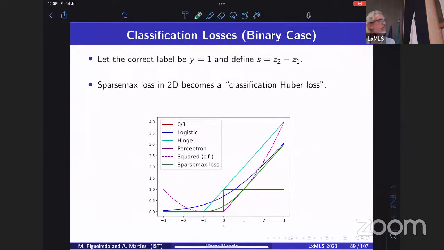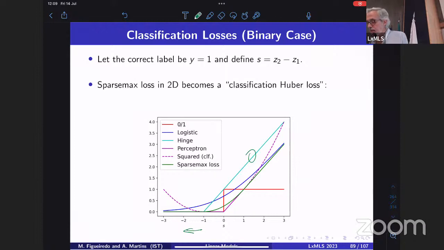Just a summary. Remember when I showed the hinge loss? This is actually turned the other way around. This is a margin growing in that direction rather than the other, but it doesn't matter. So look at the difference. The hinge, for the SVM, is this one. The 0-1 loss is the red one. The logistic is the blue that we've seen before. The squared error doesn't matter for now. But the sparsemax is the green line.